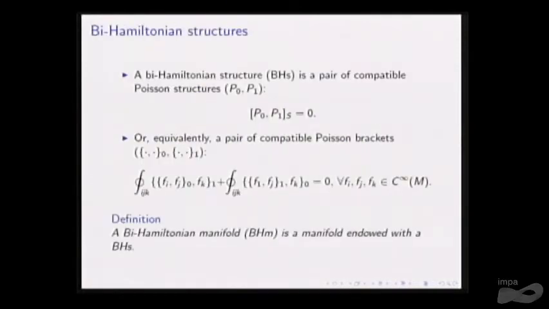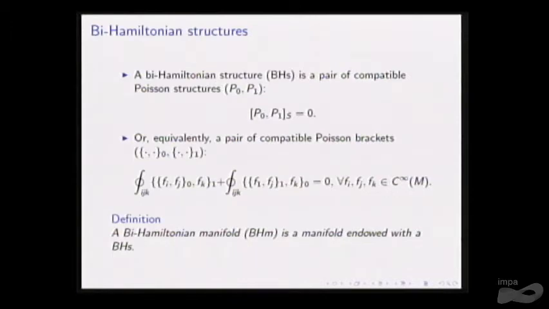So what is a Bi-Hamiltonian structure? A Bi-Hamiltonian structure is simply a pair of Poisson structures which are compatible, in the sense that if you take the Schouten bracket of P0, P1, you get 0. Equivalently, you can translate this condition on the Poisson tensor into a condition on the bracket. And this condition is just that this slightly exotic expression should be equal to 0 identically for each choice of f, i, j, and k. And of course, we will say that a Bi-Hamiltonian manifold is just a manifold with a Bi-Hamiltonian structure.